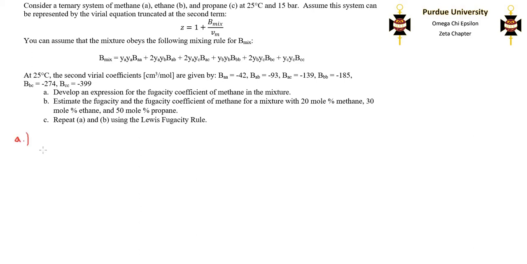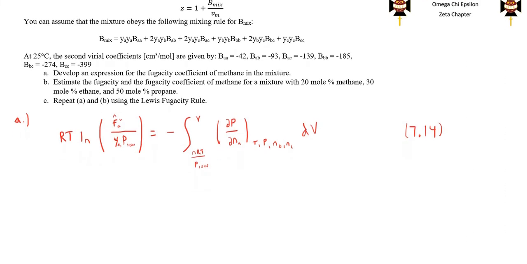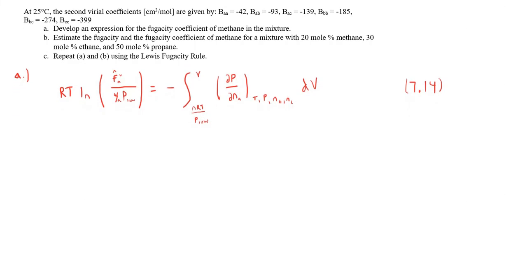To do this, I'm going to use equation 7.14 in the textbook, which relates the vapor fugacity in a mixture to the change in pressure of an equation of state. This is equation 7.14 when it's applied to methane in our ternary mixture. What we need to do to proceed with the problem is to find an expression for partial P over partial NA.